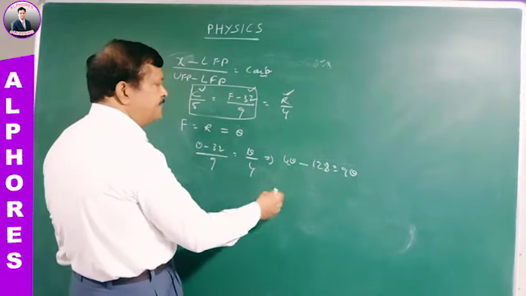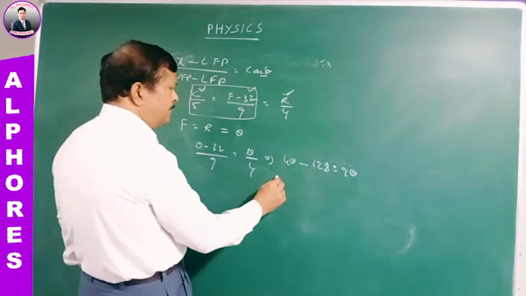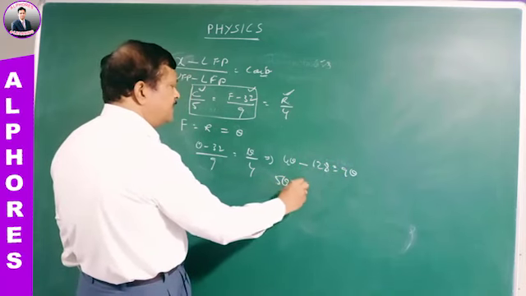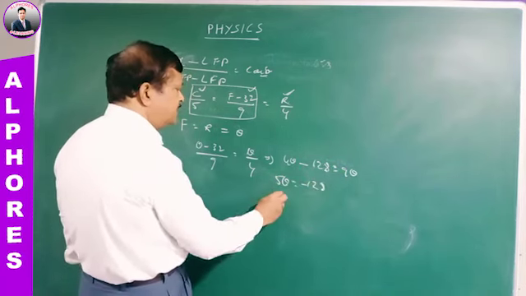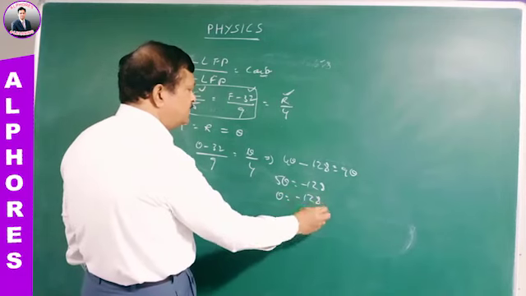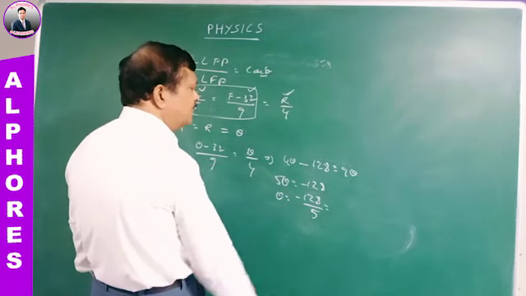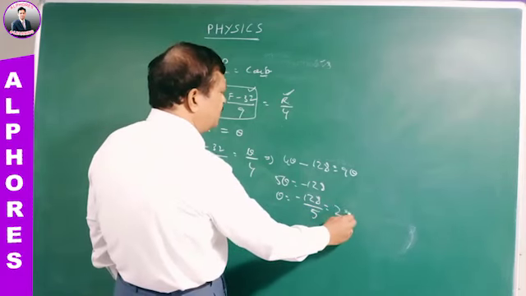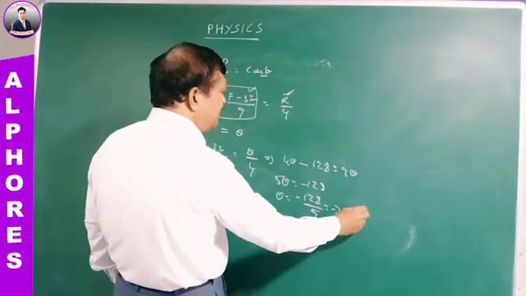Taking to the side here, 9 theta minus 4 theta. Otherwise 5 theta is minus 128. So theta equal to minus 128 by 5. We can find out, it is around 25.6 with the minus sign.